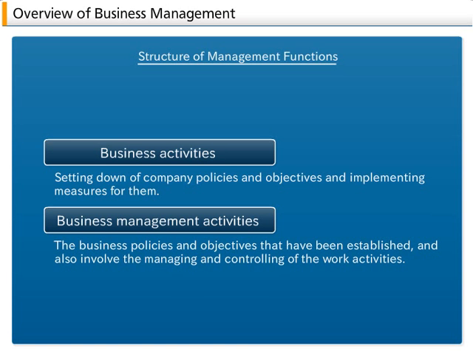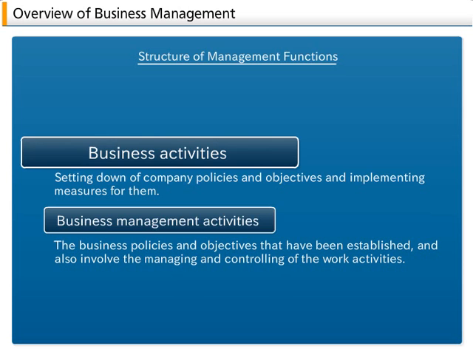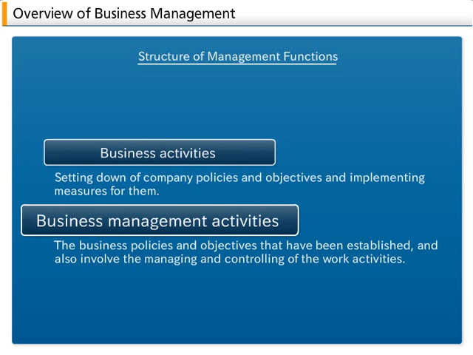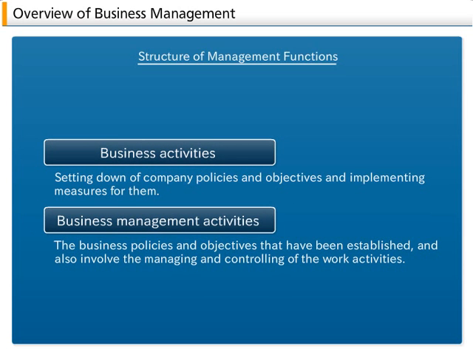Overview of business management. 1. Structure of management functions. Corporate activities are divided into business activities and business management activities. Business activities indicate the setting down of company policies and objectives and implementing measures for them.